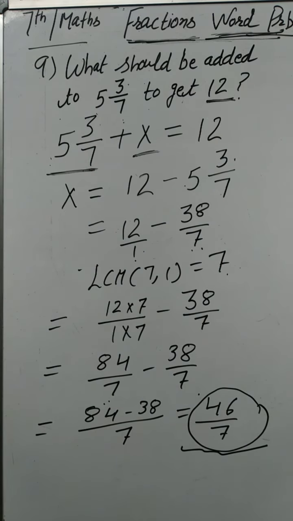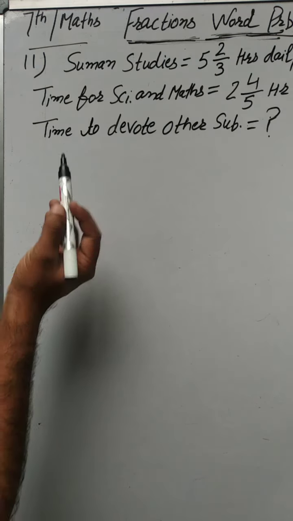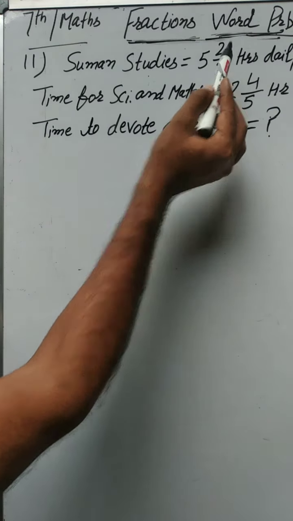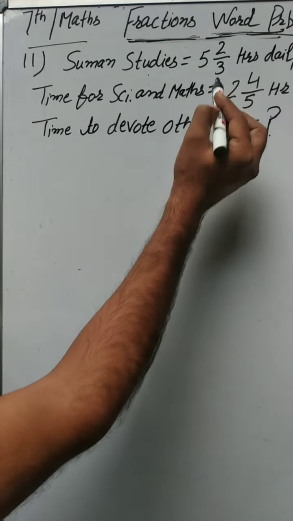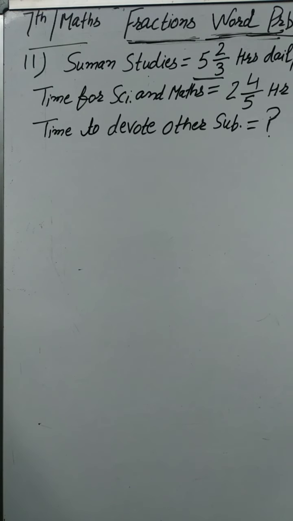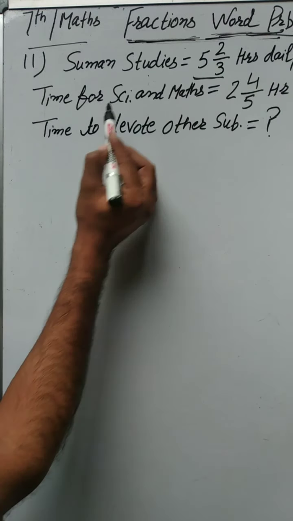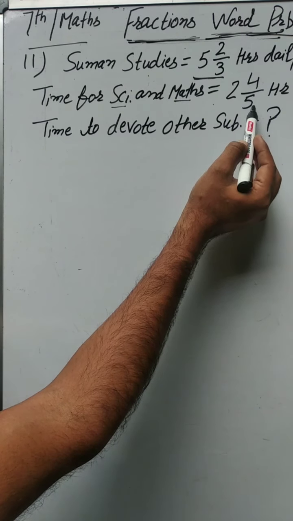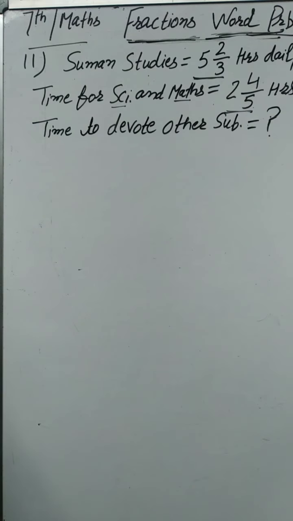Beta, your next question is question 11th. Question 10th I will give you for practice. Beta, question 11th is, Suman studies 5 and 2/3 hours daily. Means that is the time she is giving to study daily. And from that time, beta, she studies science and maths for 2 and 4/5 hours. Understood, beta? That time she is giving to science and math.